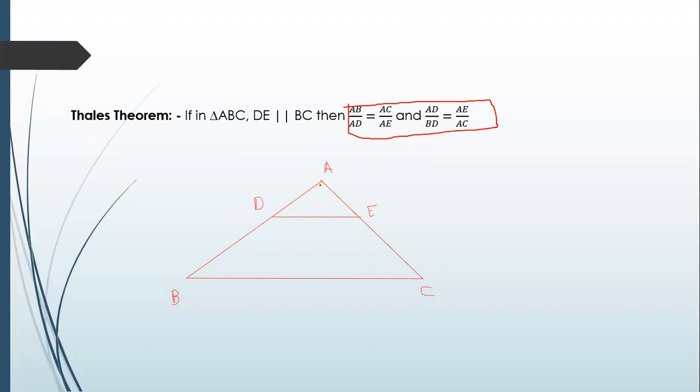So the result will be that AB by AD equal to AC by AE and AD by BD is equal to AE by AC. So as simple as that. This is Thales theorem or basic proportionality theorem.